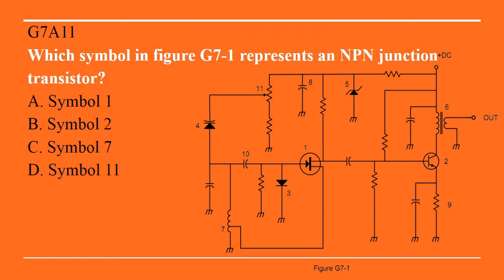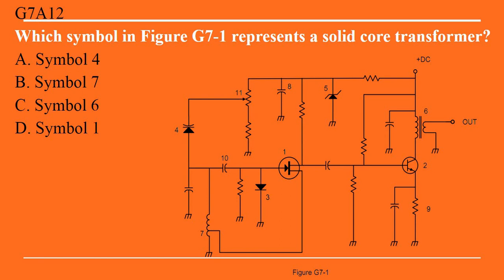G7A11, which symbol in figure G7-1 represents an NPN junction transistor? A, symbol 1, B, symbol 2, C, symbol 7, or D, symbol 11? Answer is B, symbol 2. G7A12, which symbol in figure G7-1 represents a solid core transformer? A, symbol 4, B, symbol 7, C, symbol 6, or D, symbol 1? Answer is C, symbol 6.